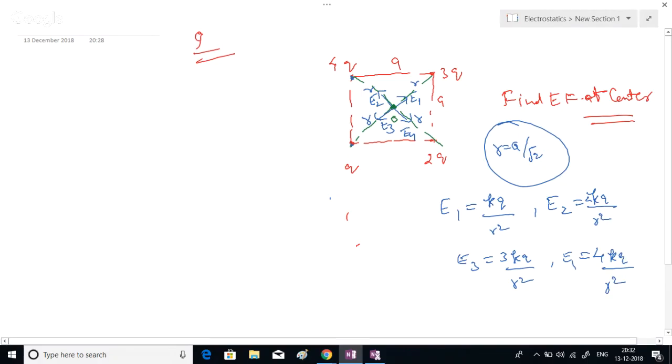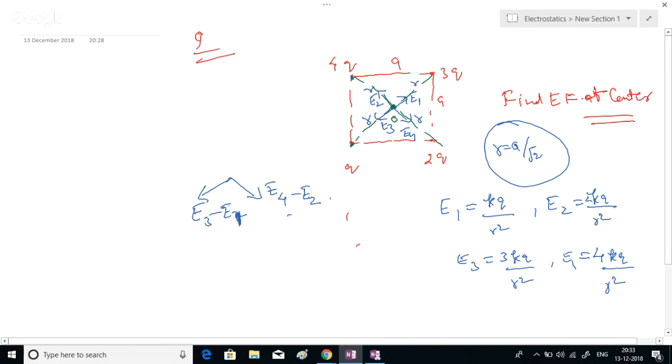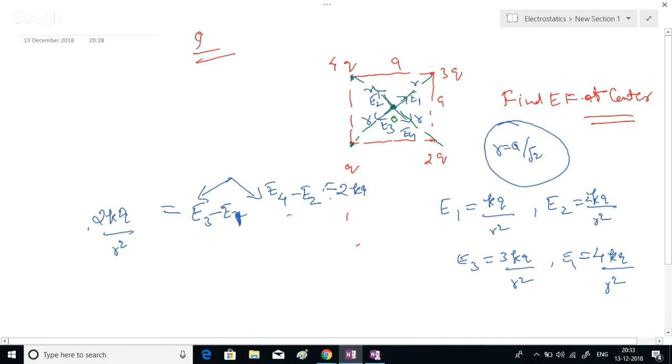Correct. So at point O, E3 and E1 will cancel, being opposite to each other. So we have the net of E3 minus E1, and here I have E4 minus E2. E3 minus E1, if I calculate, will be 2kq by r square in magnitude, correct? And this is also 2kq by r square. So the resultant will be like that. They will be at 90 degrees, because for a square the diagonals bisect at 90 degrees. So E net will be here.